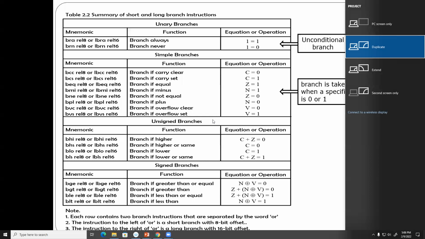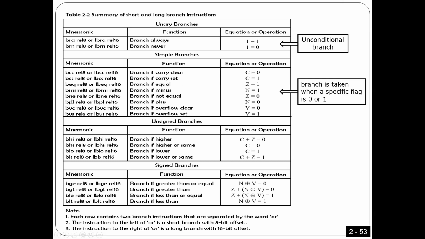Look here, guys, in this table. These are what we call simple branches. As you see here, for every one of them we have 2 versions: one without the letter L and another version with the letter L. So without L, with L, with L and without L. These are short and these are long. Is that okay? So let's see how it works.